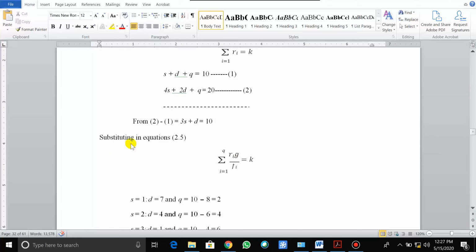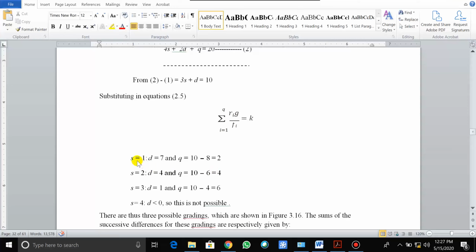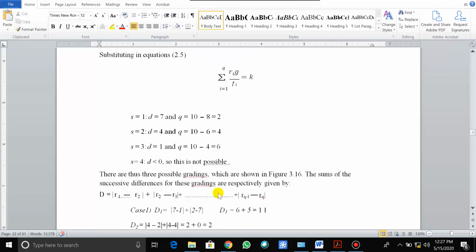Then substituting the equation, that is 2.5, we have the summation of i varies from 1 to q, R of i into G by T of i is equal to K, and we have S is equal to 1, D is equal to 7 and Q is equal to 2. Similarly, we have Q is equal to 4. Similarly, we have Q is equal to 6. And so it is not possible, we cannot find the Q in this condition.